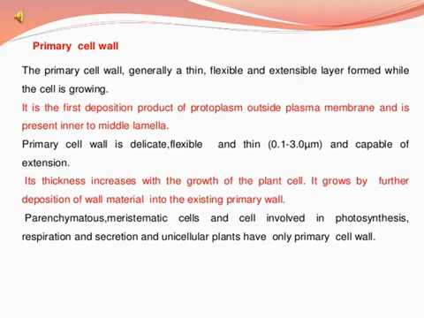The primary cell wall is discussed in detail. The primary cell wall is generally a thin, flexible and extensible layer formed while the cell is growing. It is the first deposition product of protoplasm outside the plasma membrane and is present inner to the middle lamella. The primary cell wall is delicate, flexible and thin, 0.1 to 3.0 micrometers, and capable of extension. Its thickness increases with the growth of the plant cell. It grows by further deposition of wall material into the existing primary wall.